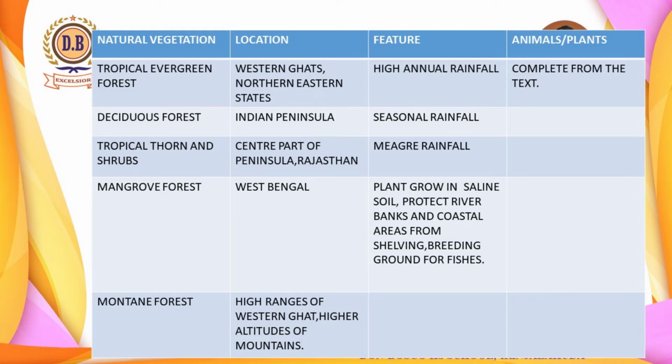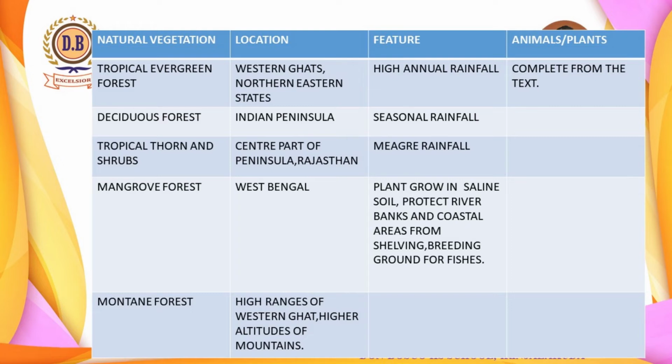Okay, so deciduous forest, where can we see it? Under location you will write Indian Peninsula. Under the feature you will write the seasonal rainfall. Now, which are the animals that we see? The deer, hare, peacock, hornbill, then different types of birds, Indian gaur, elephant, tiger, leopard are the animals that we see there.